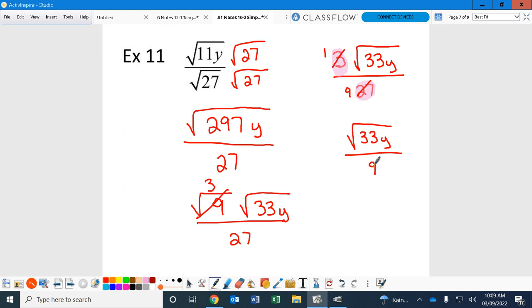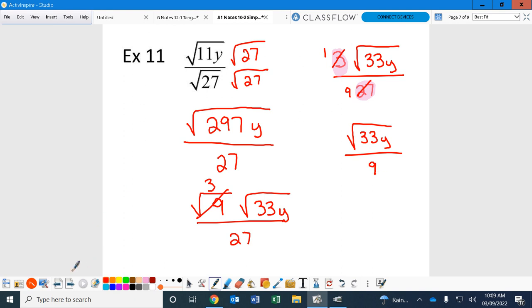Can I reduce the 9 and the 33? No, because one's under the radical, one is not. You cannot reduce them that way. Guys, did you see how many steps I took? You can't avoid the steps. You can't just go to an answer on this. I'm going to give you a 0. You have to show your process.